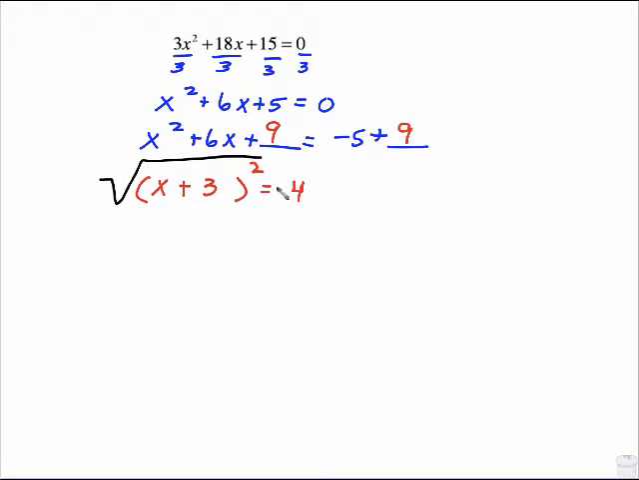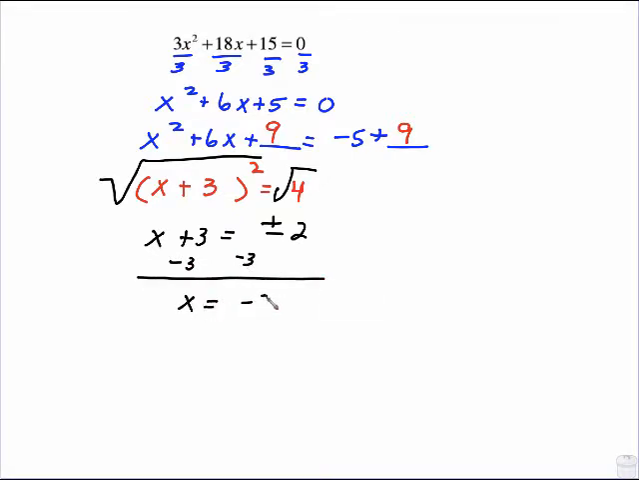Now we're ready to solve by taking the square root. We get x plus 3 over here, plus or minus the square root of 4, which is 2. This is the first one we've seen that came out not a radical. But we can still finish solving this by subtracting 3 from both sides. Squeeze it in between the equal sign and the plus or minus. And this gives me this solution.